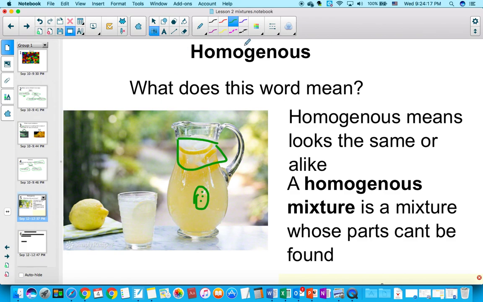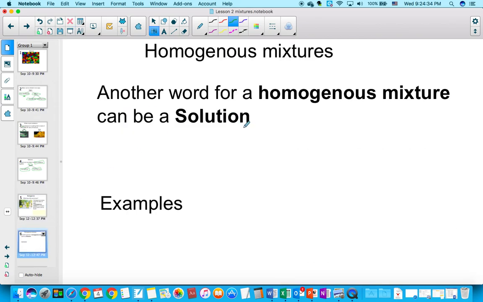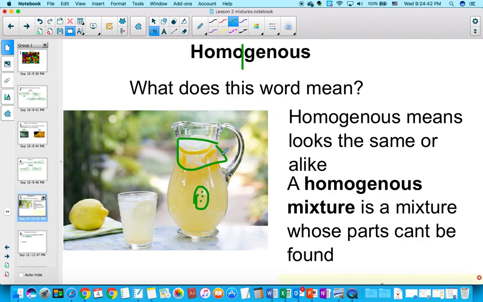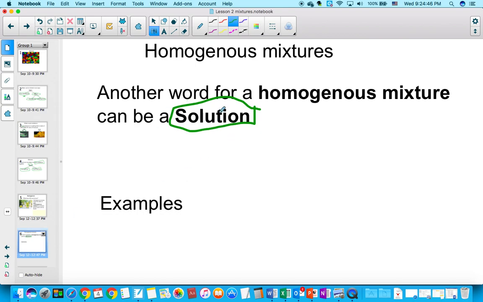So homo means same, genius means makeup. So it's homogeneous. It's the same makeup. It looks like it's the same. So a homogeneous mixture means it's a mixture that looks like one thing. So another word for a homogeneous mixture is a solution, right? So again, you can call lemonade a homogeneous mixture, or you can call lemonade a solution.